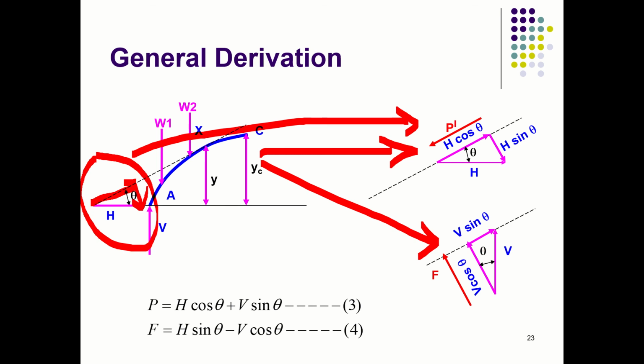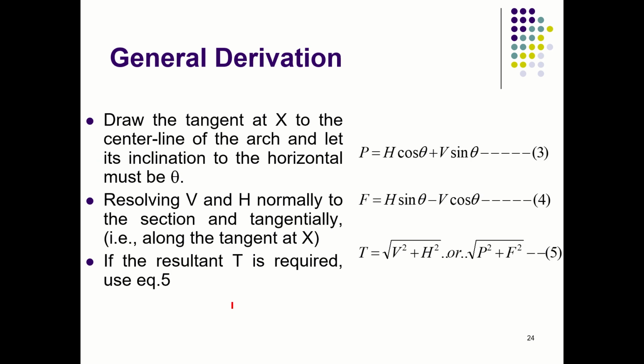Now in order to find this P and F, P is equal to H cos theta, which is in the opposite direction, plus V sin theta, which is also in the opposite direction. So P is equal to H cos theta plus V sin theta, and F is equal to H sin theta, as this is in the opposite direction, minus V cos theta, which is in the same direction as F. So these are your equations 3 and 4. Please keep in mind these two equations, that P and F are in terms of H and V.